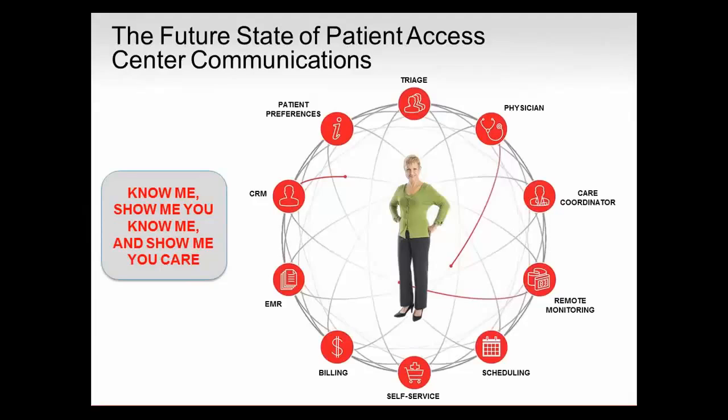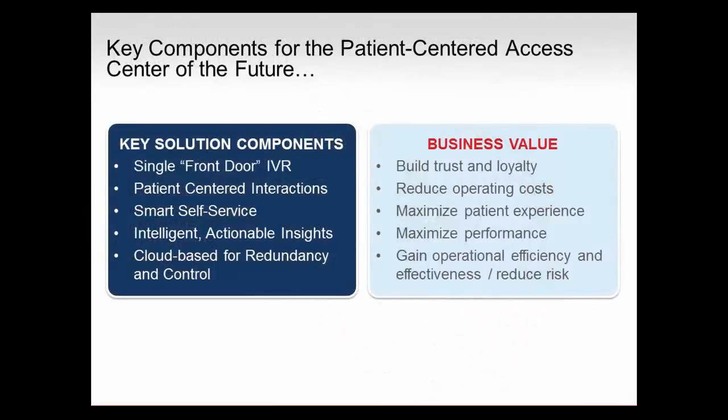So there's options in terms of what do you want to do to drive a better patient experience across that continuum, and then how do you want to leverage that information when that patient either reaches out to you or you're proactively reaching out to that patient. So with that in mind, what are the key components for a patient-centered access center environment? And really they kind of fall in 5 different categories.